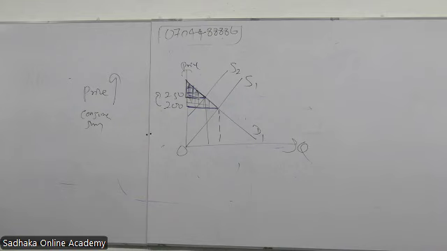Diseconomies of scale means increasing cost of production. What is the answer number? Answer number 3. Okay.